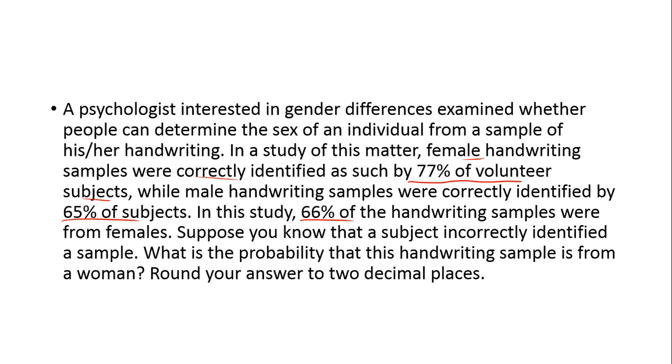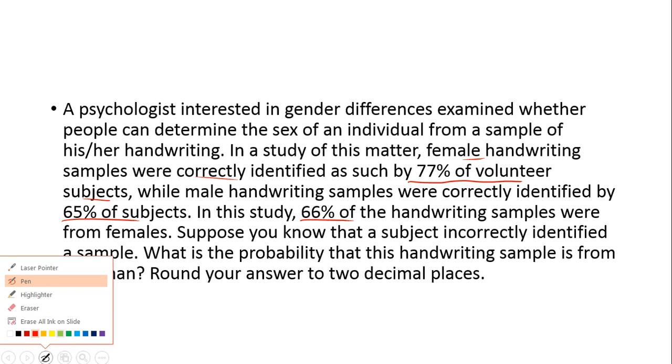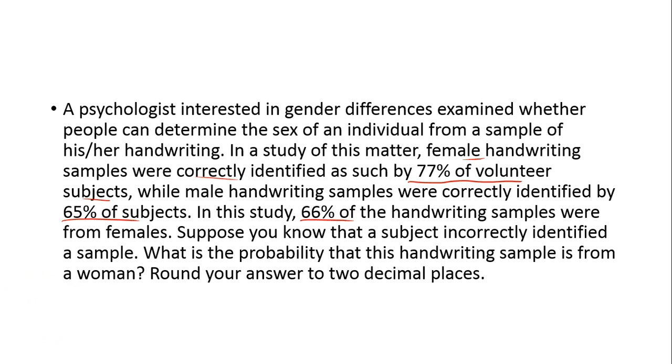And then what they say right here is, suppose you know that the subject incorrectly identified a sample. So we know they guessed wrong. And then it says, what's the probability that the sample was from a woman? And then round it to 2 decimal places. So right here, that's why it was a little different than the one previously where you just multiplied it straight through. This one they tell you, okay, it was identified as an incorrect answer.